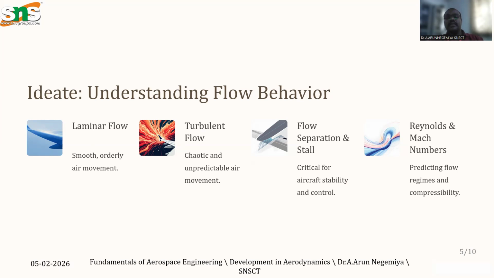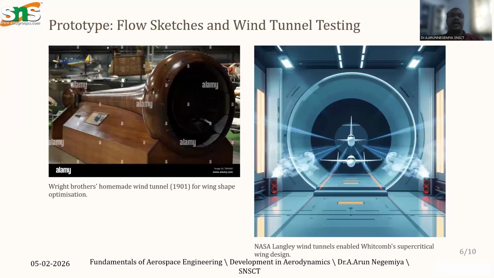Next, flow separation. In flow separation, the laminar flow can be transformed to turbulent flow. The flow can be separated: in some areas it is laminar flow, in some areas it is called turbulent flow. Laminar and turbulent flow are determined based on the Reynolds number. The definition of Reynolds number is inertial force by viscous force. And by prototyping, the Wright brothers developed a homemade wind tunnel for testing the aircraft.